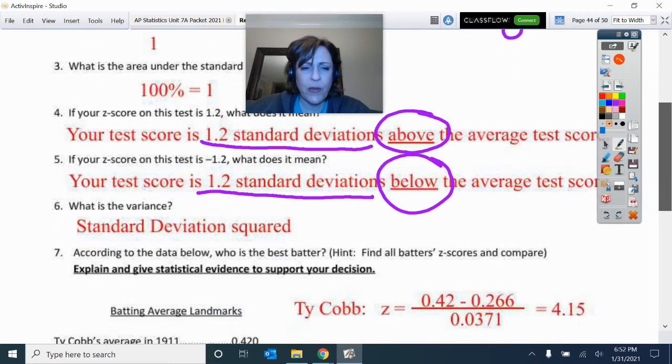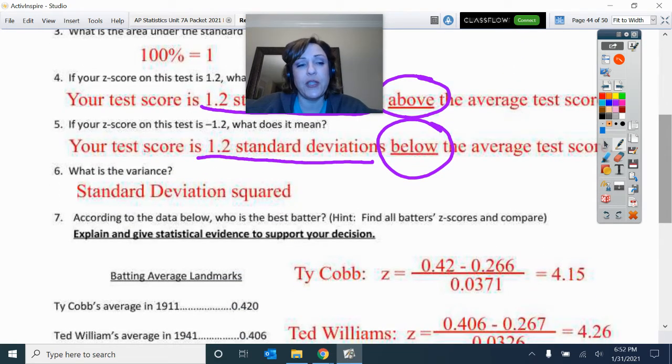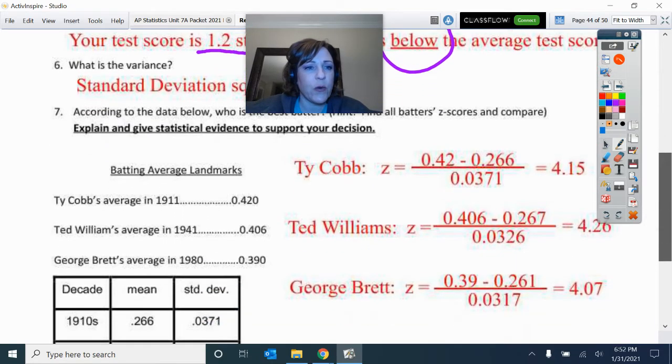Now, we had talked about this in an earlier unit, but variance is just the standard deviation squared. So just keeping that vocabulary in there: variance is the same thing as your standard deviation squared.